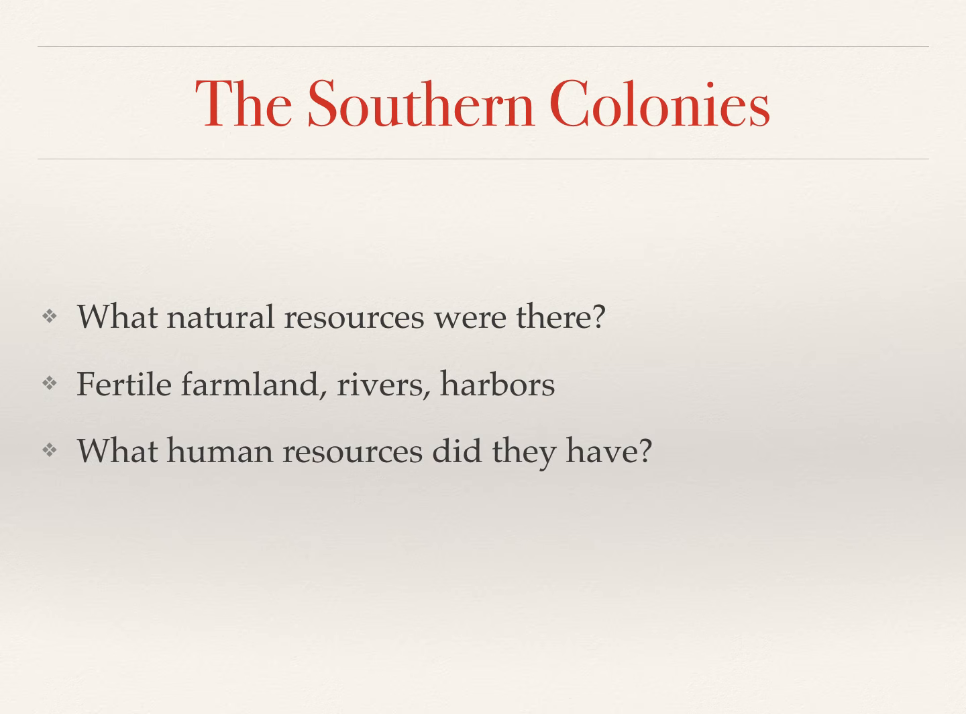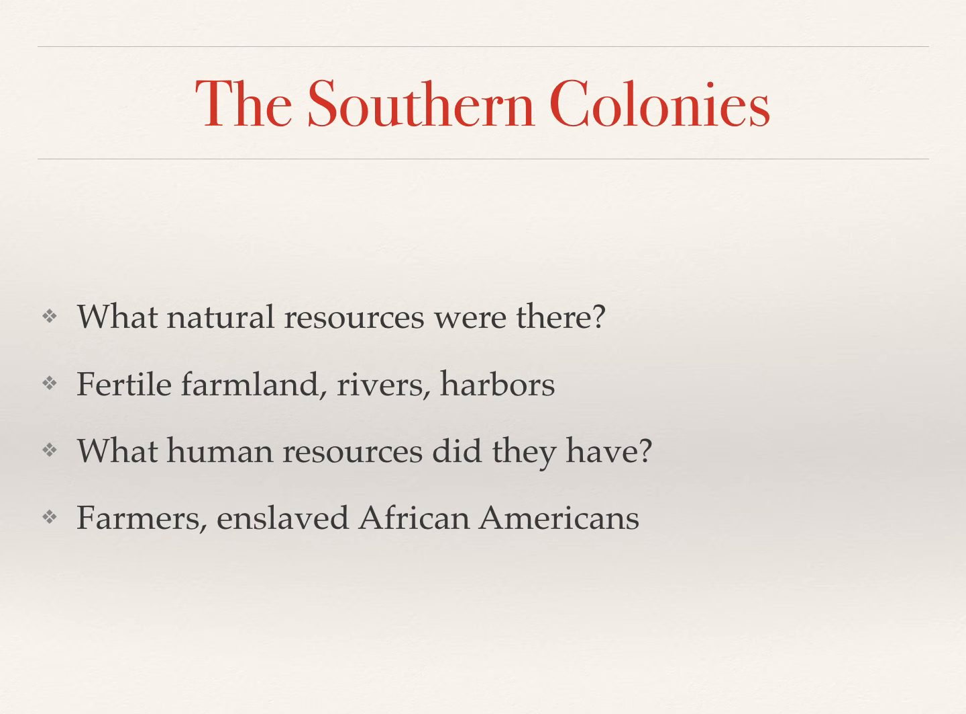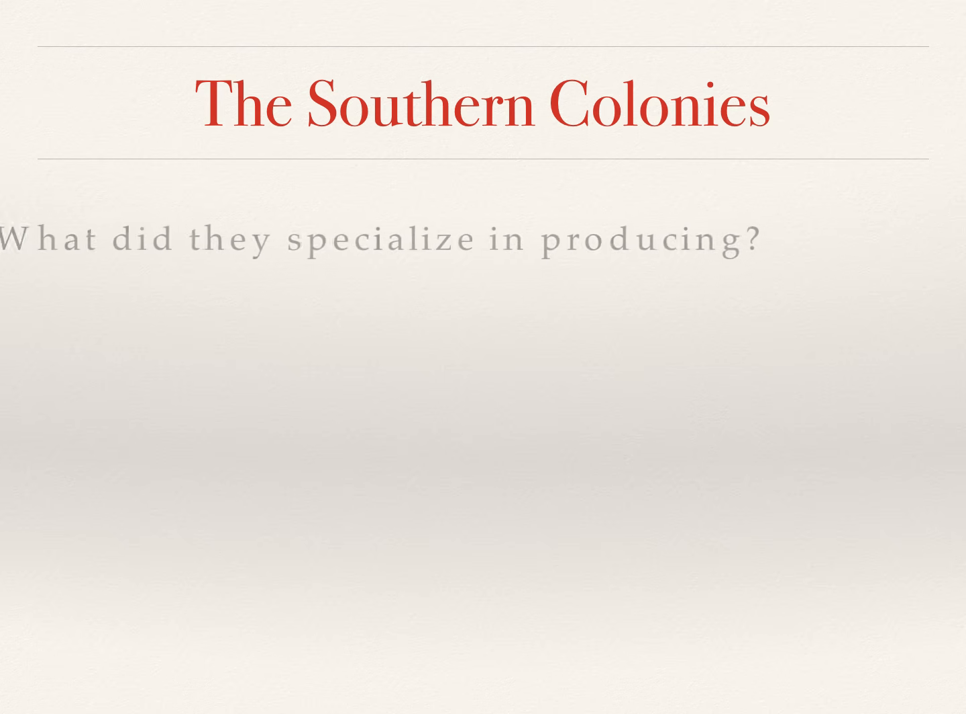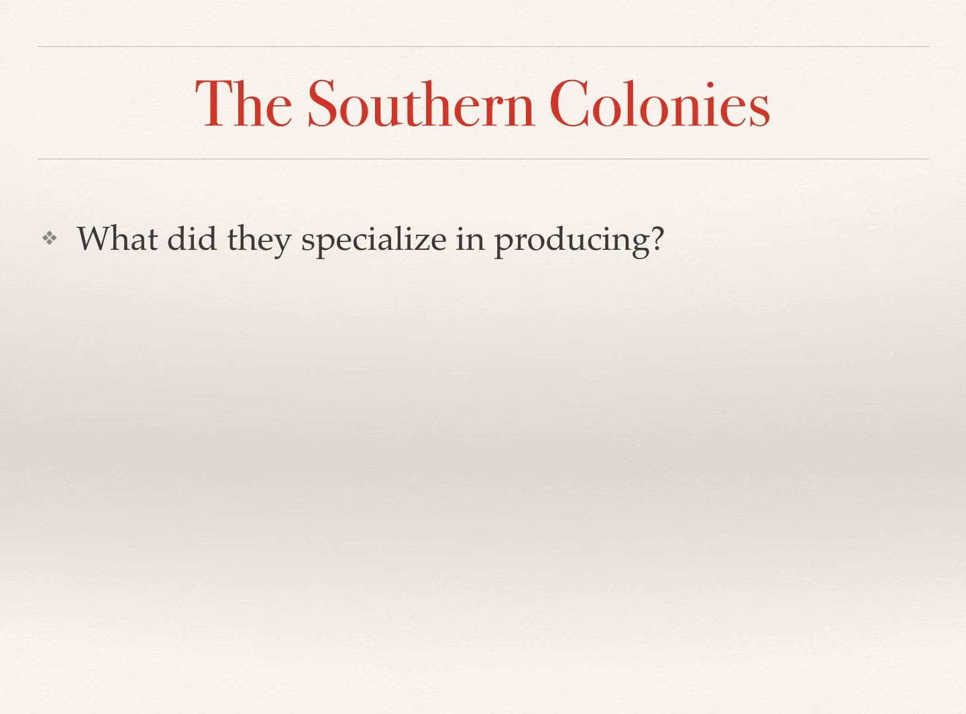What human resources were in the South? Primarily farmers and enslaved African Americans. So with those sorts of resources, you can imagine that they specialize in producing crops, especially cash crops. So the South's economy is pretty much based all on cash crops: tobacco, rice, indigo, and cotton.